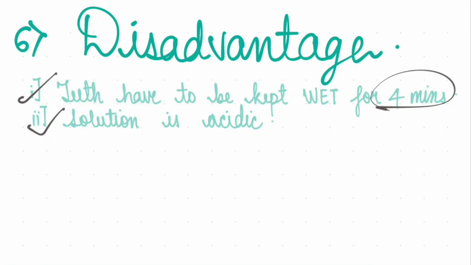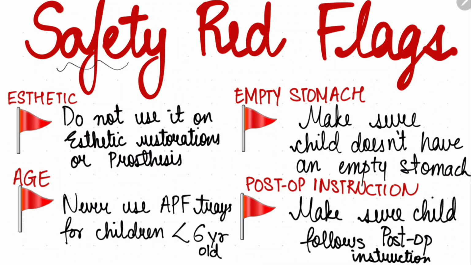So, coming to the most important part of our lecture, which are the safety red flags. The safety red flags are nothing but some must-know tips before you use APF in your clinic. The first and the most important safety red flag is the aesthetic red flag. Now, what does the aesthetic red flag mean? It means that you should never use APF on aesthetic restorations or prosthesis.